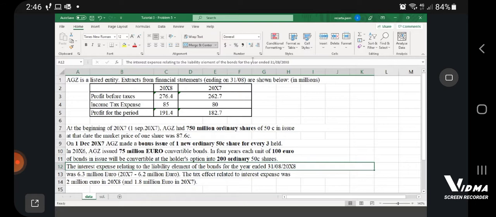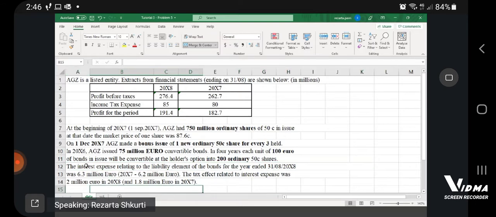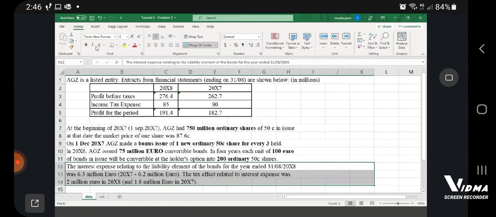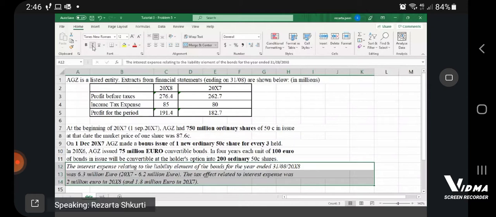The interest expenses related to the liability element of the bonds, that is all important information, and I'm putting that in italics. The interest expenditure related to this convertible bond for both years was respectively 6.3 million and 6.2 million euro. And also the tax effect related to this interest expenditure was 2 million euro in 2018 and 1.8 million euro in 2017.